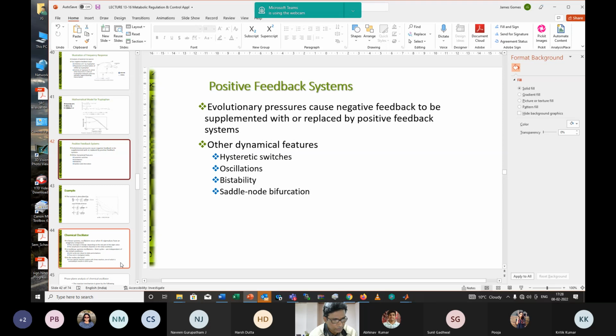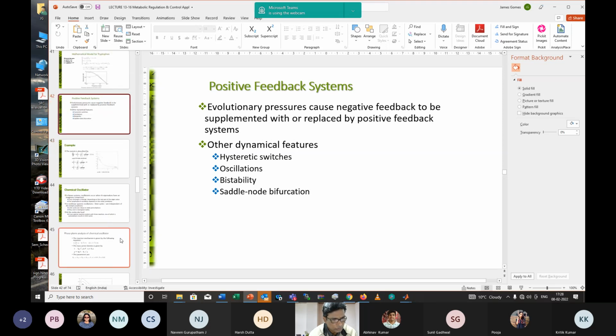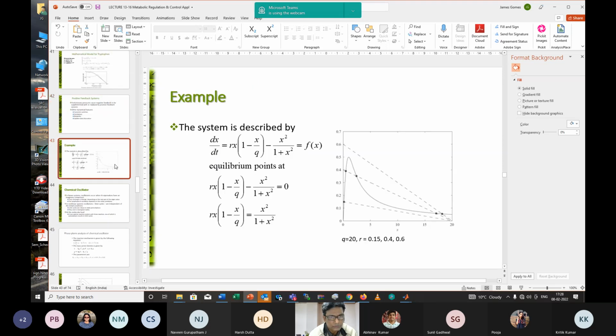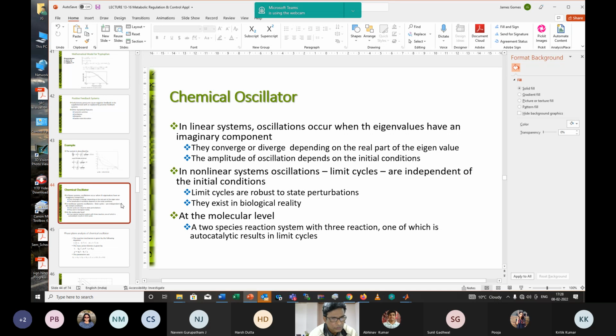Okay, I'm giving you another example, and I'm going to skip this one here, and I'm going to talk about the chemical oscillator. This is something that I'll also illustrate in MATLAB because it has very rich dynamics. So that's the reason I'm choosing this.